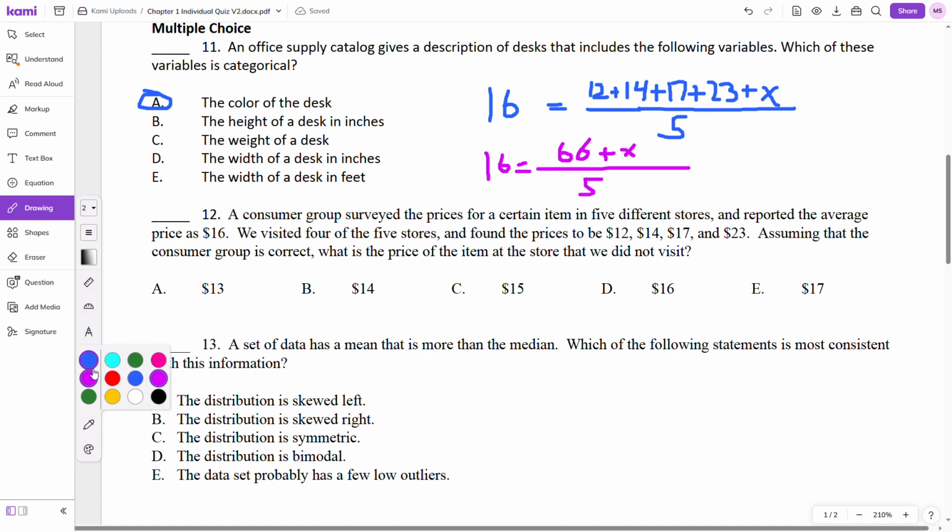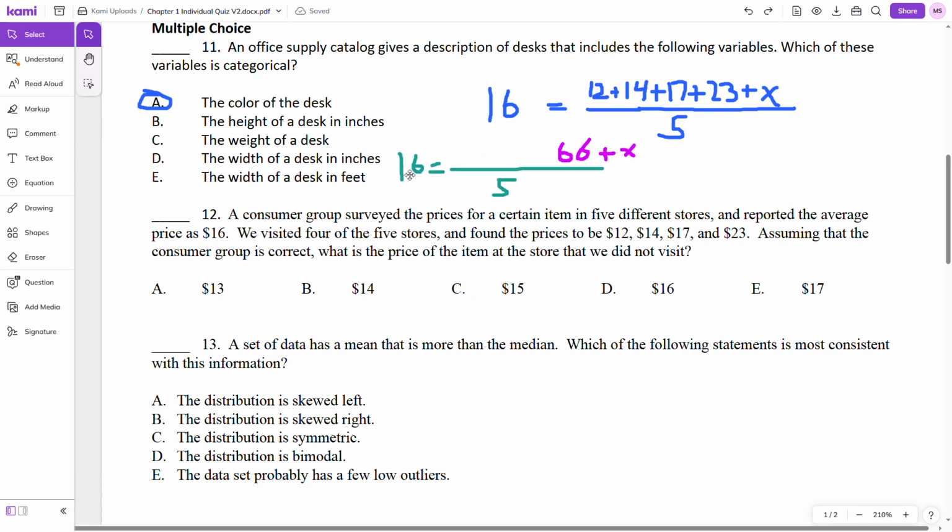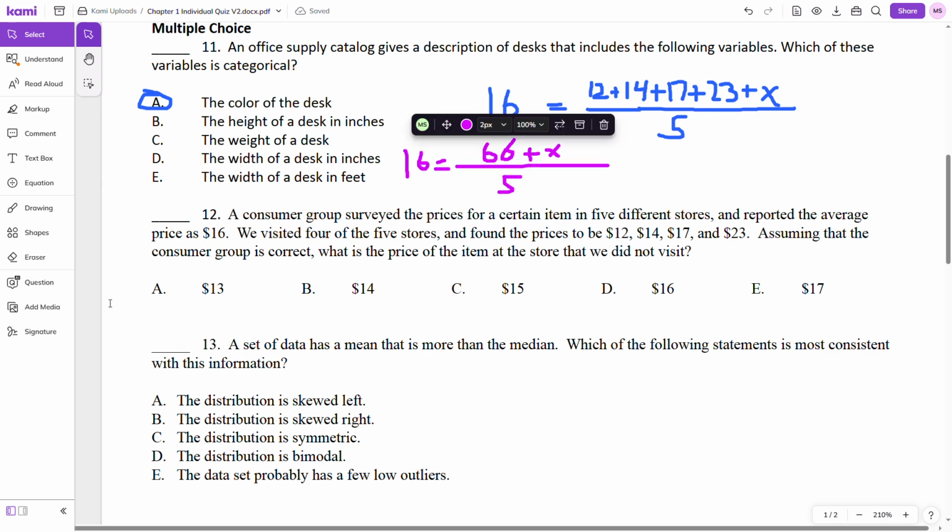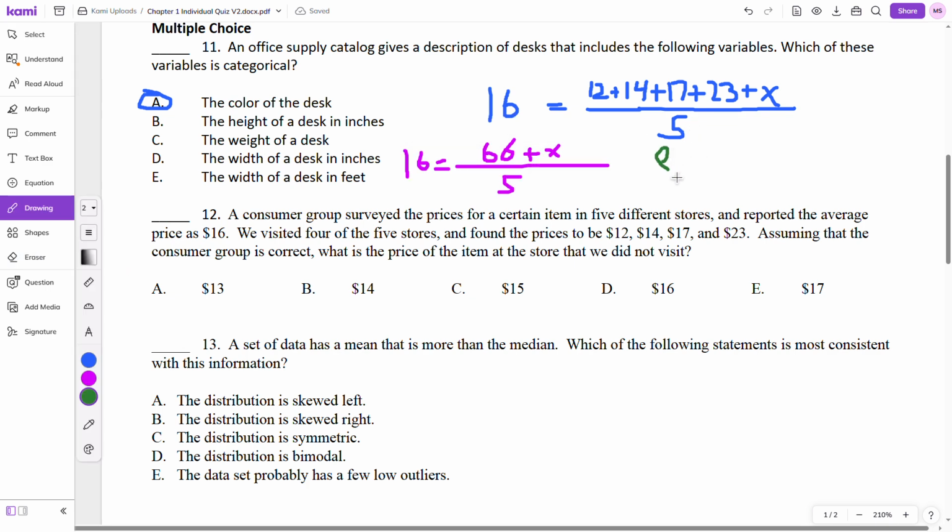Well, we can multiply both sides by 5. And that gives me, well, not like that. Let's move that over here. Give ourselves a little bit more room. So that means that 80 equals 66 plus x. And if you subtract 66 from both sides, you'll get that x is 14. And that is the one unknown that we don't have. And that's how you do it.